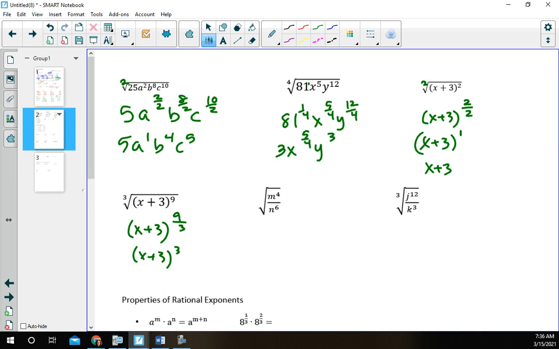Okay, put a little 2 out here. We're going to go ahead and convert. So m to the 4 over 2, n to the 6 over 2. So m squared over n cubed. Okay, now based on that, go ahead and try your cube root one, because it's going to be very similar.